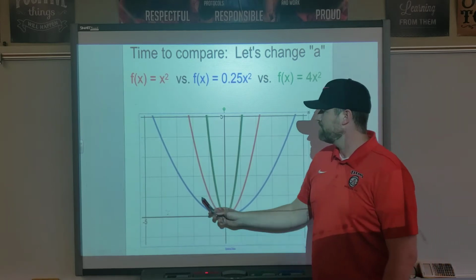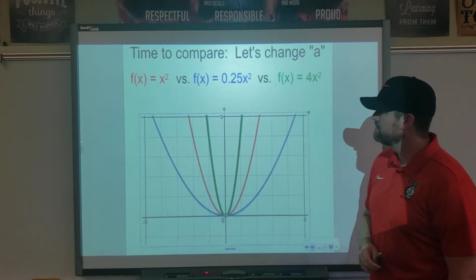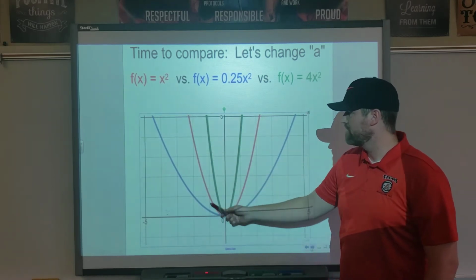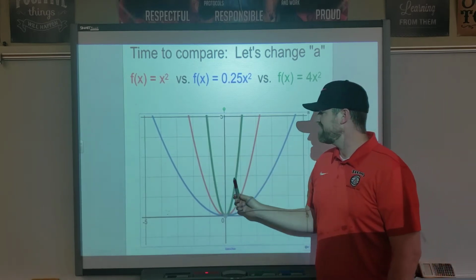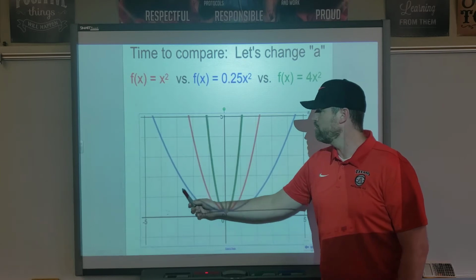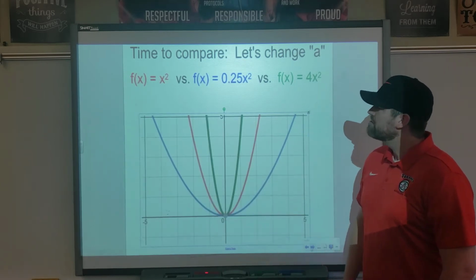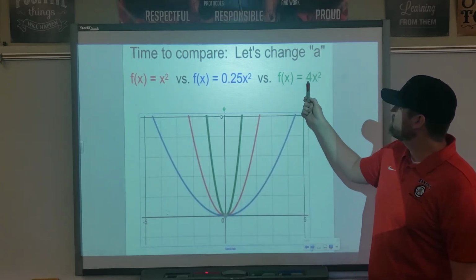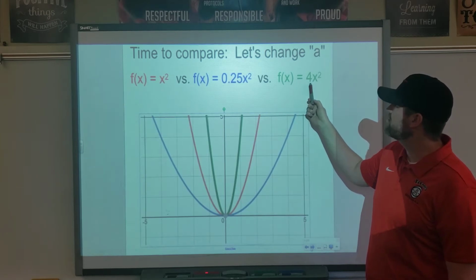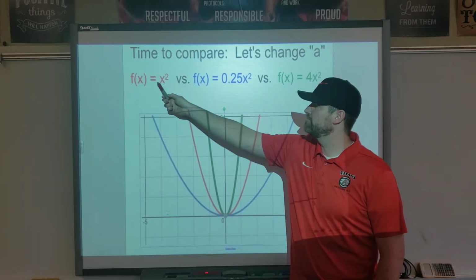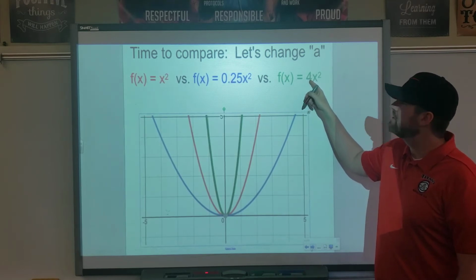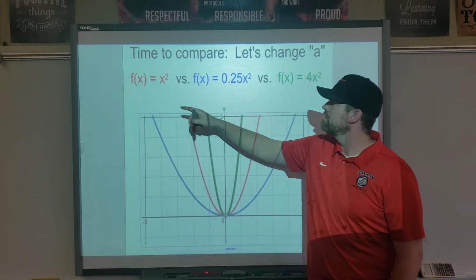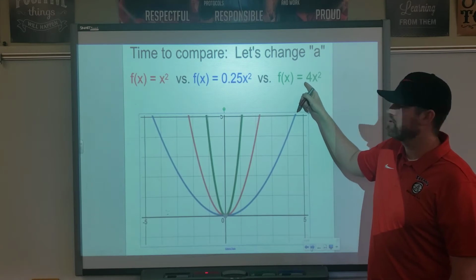But what do we notice about these three graphs? Well, the red one was our parent function. That's like the one we start from. But the green one is skinnier, and the blue one is wider. So if we look at the green one, it was skinnier. How is this equation different from the original? Well, our a value got bigger. This a value is 1. This a value is larger than 1.